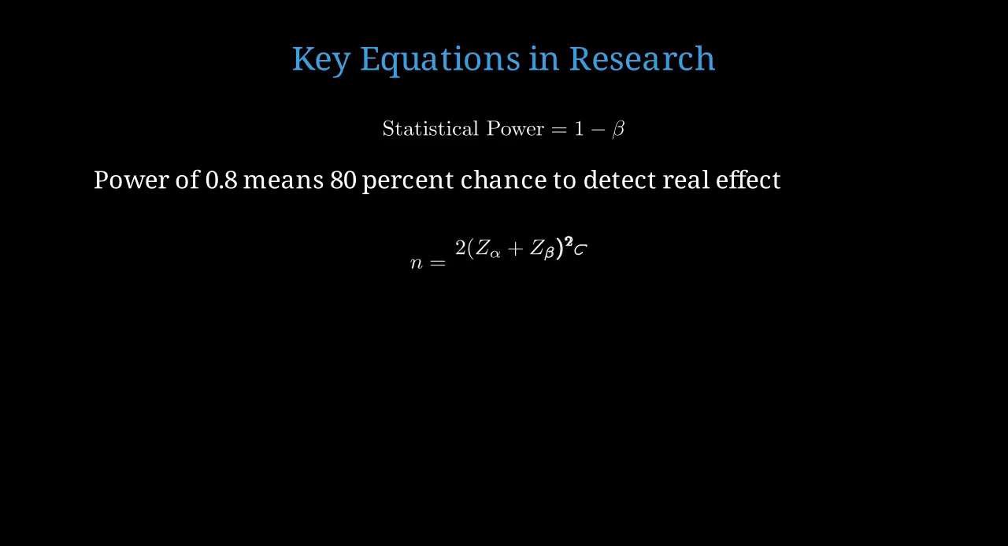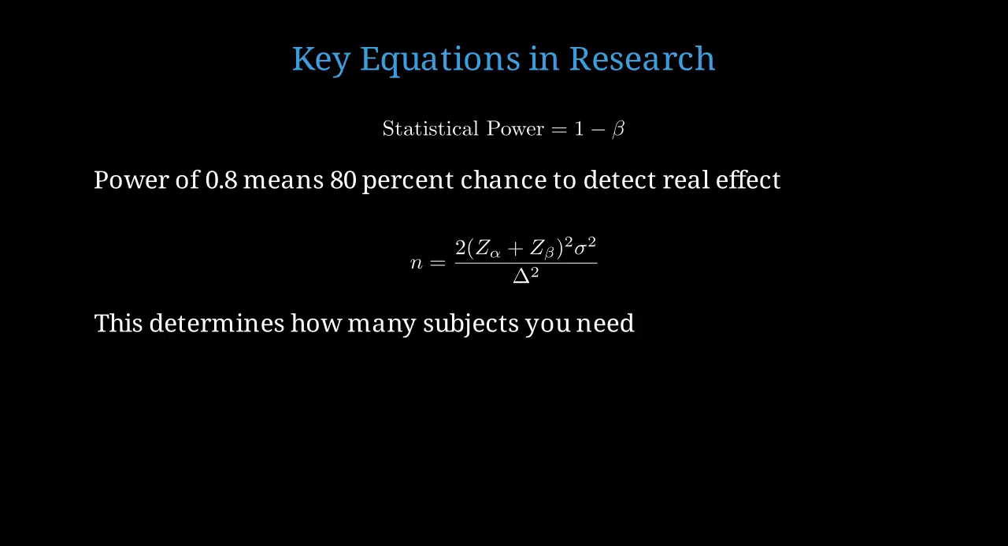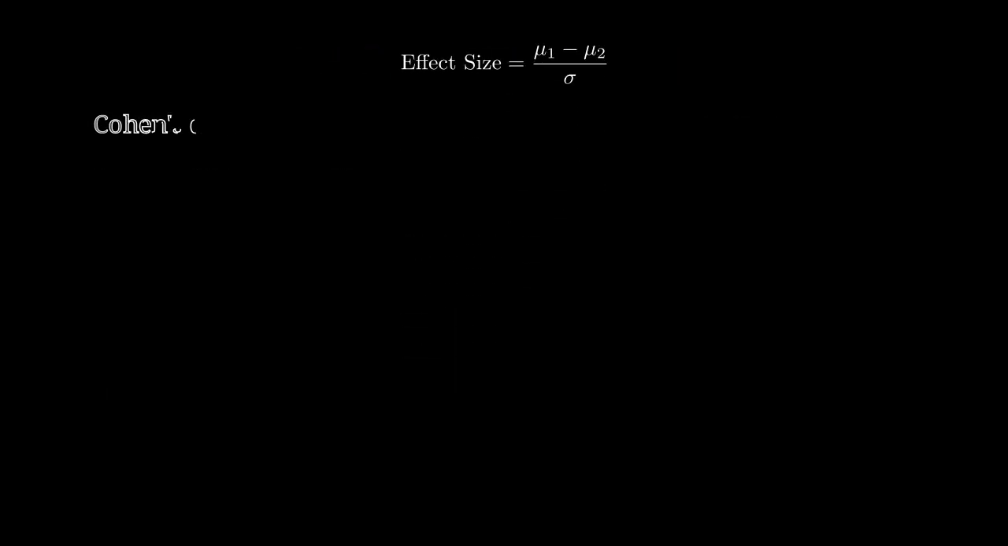To calculate required sample size, n equals 2 times the quantity z alpha plus z beta squared times sigma squared, all divided by delta squared. This equation tells you how many subjects you need to detect a difference of size delta with specified power and significance level. Effect size equals the difference in means divided by the standard deviation. This standardizes how big your effect is. Cohen's d-values of 0.2 are considered small effects, 0.5 medium, and 0.8 large effects.